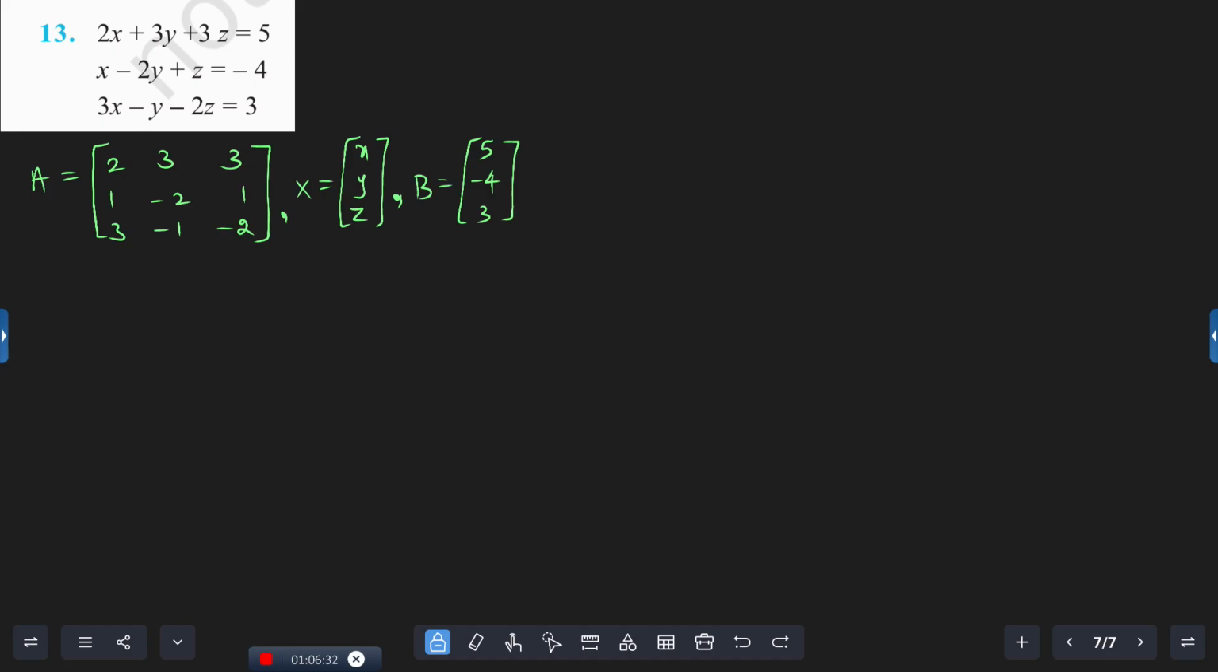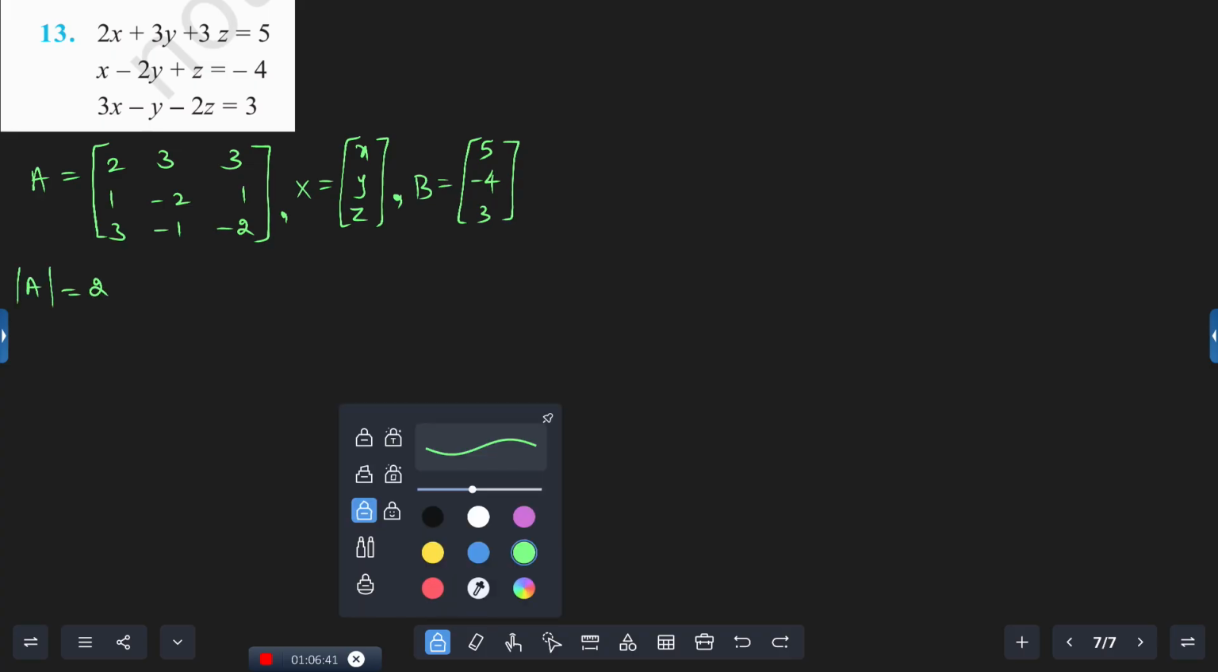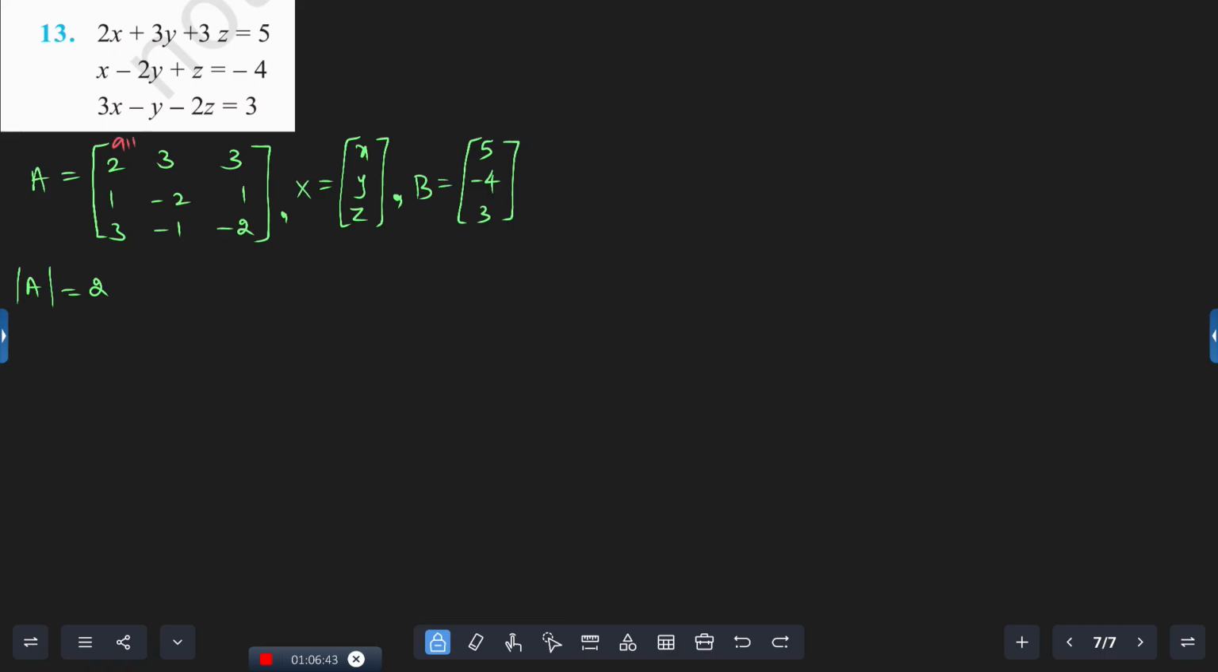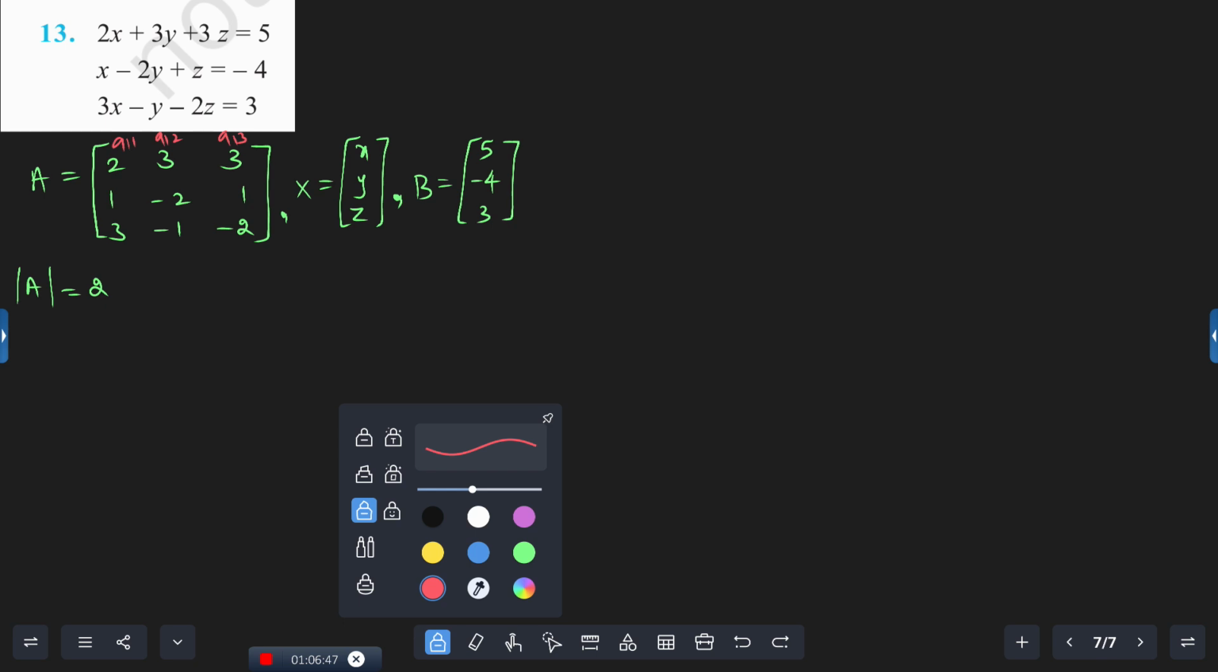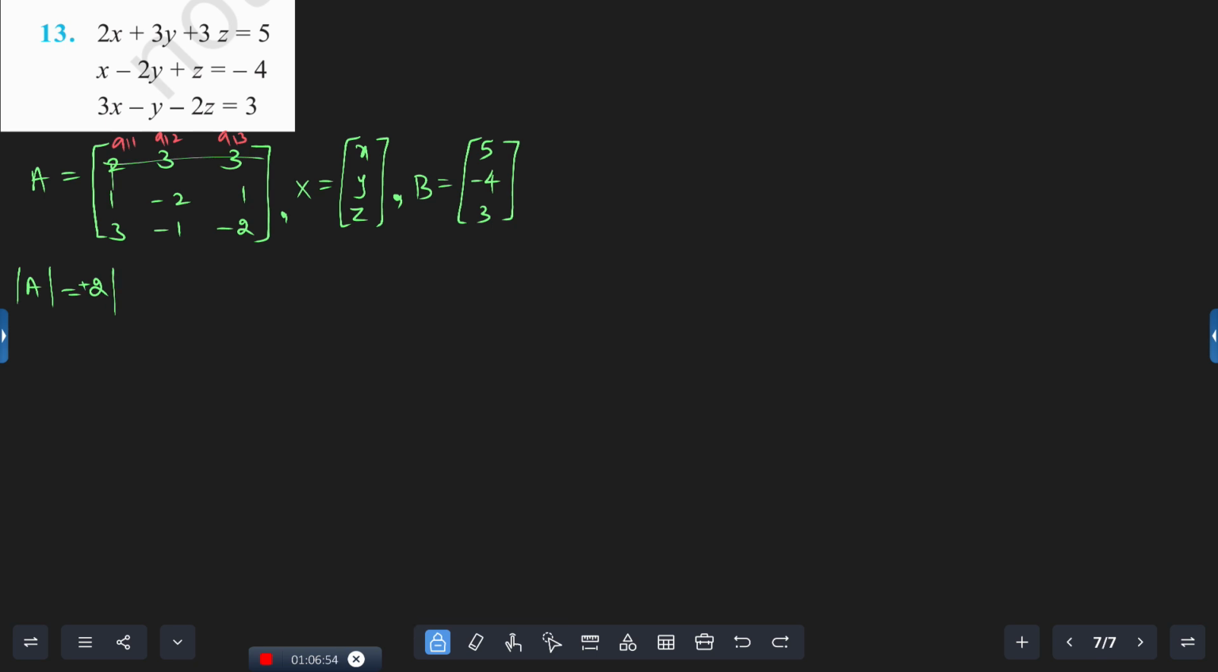Now first of all, what do we have to check? The determinant. So determinant of A is equal to 2 if I take, children listen, I am taking row 1. So A11, A12, A13. Positive 2 times the determinant minus 2, 1, 1, minus 2. Sorry, both are negative. Be careful: minus 2, 1, minus 1, minus 2.